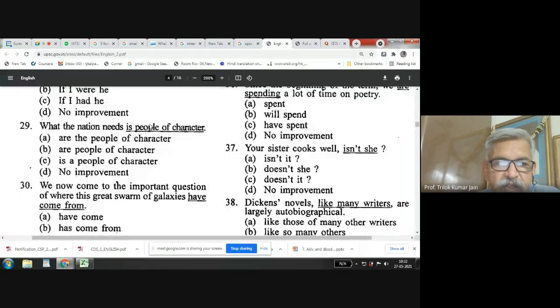What is the nation needs is people of character. What the nation needs is people of character. What the nation needs are the people of character. The answer is A.